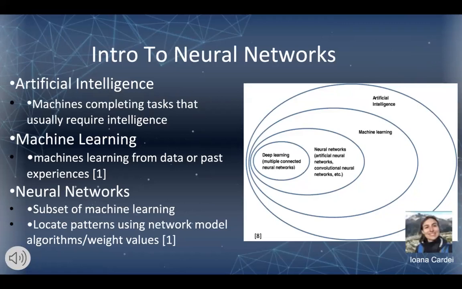These models are used to recognize different patterns in the data, and they are used for tasks like image and speech recognition. They can be used for supervised and unsupervised learning as well. And then there's deep learning, which is a subset of neural networks, where there are multiple layers of neural networks.